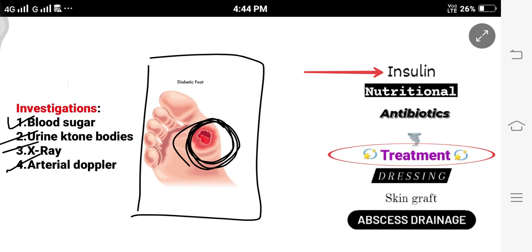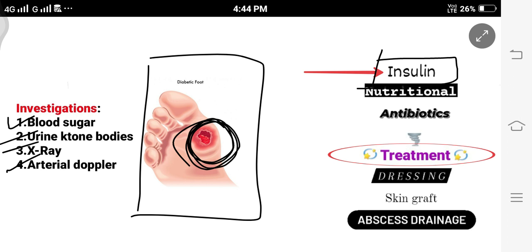Now what are some of the treatments for the diabetic ulcer? The main and golden treatment is insulin. Remember, insulin is your golden treatment, but if there is ketosis, then human insulin is preferred, and intravenous insulin is preferred with normal saline.